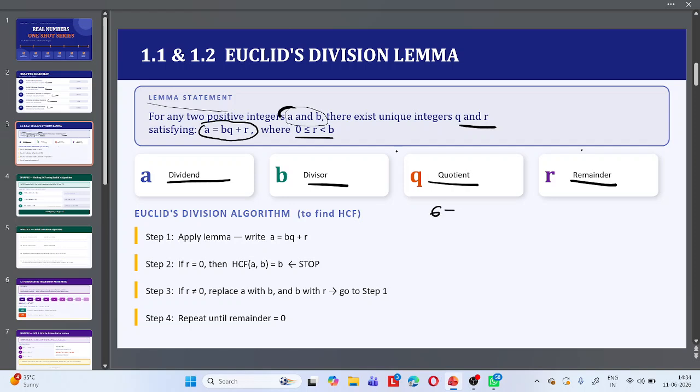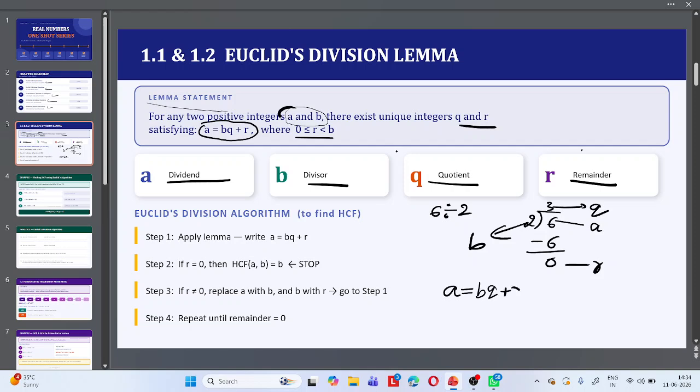Here I'll divide 6 by 2. How do we do it? We start dividing 6 by 2 like this. 2 threes are 6. Here this is r, and this is the dividend, that is a. This is the divisor, that is b, and 3 is the quotient. How do you verify this? The verification is: dividend equals divisor times quotient plus r. This is the lemma. Understood?